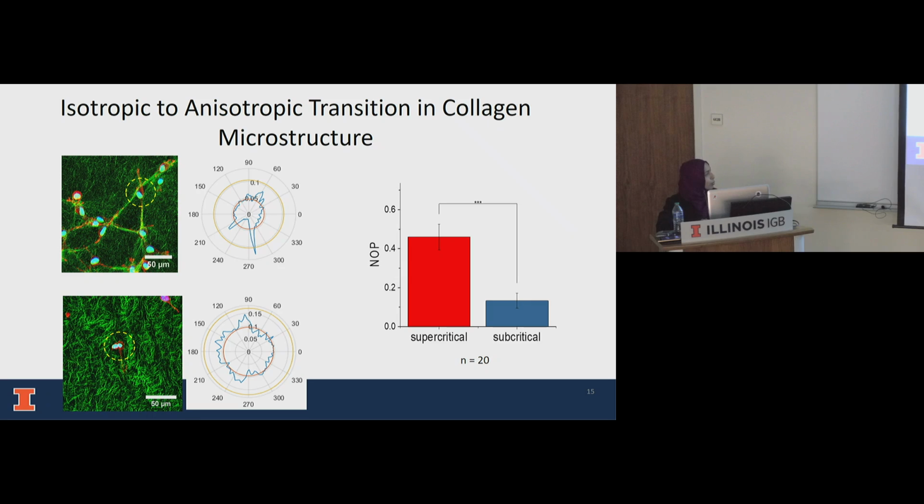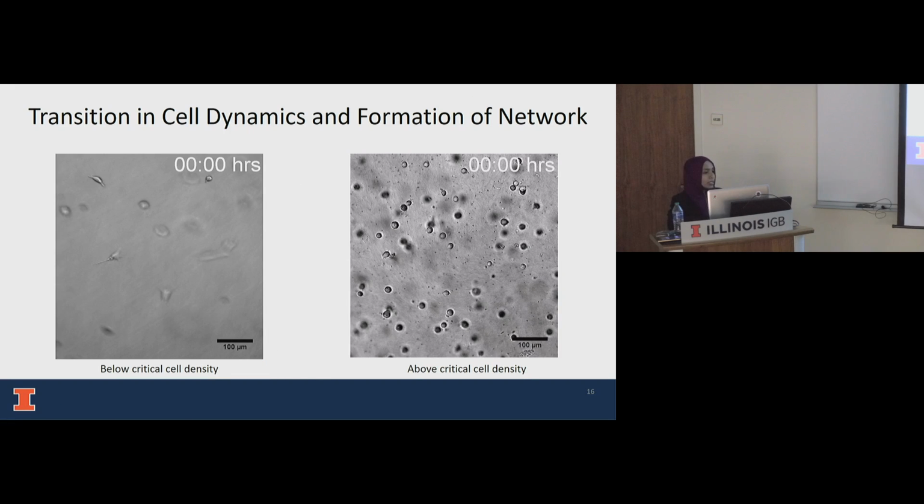Now, this isotropic distribution made us curious. Since single cells are supposed to pull on the fibers as well, why don't we see any accumulation of fibers in the second case? This prompted us to look into the dynamics of the two cases, how cells interact with each other and also with the ECM below and above the critical density.